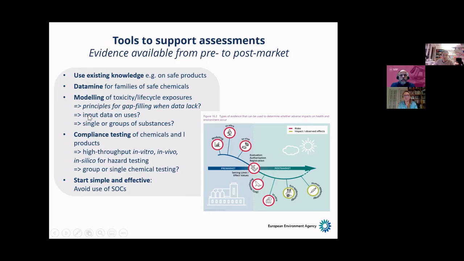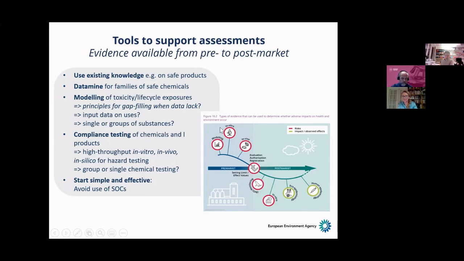We also need input on the data. Well, we need input data for the users, and this is a big gap we have for chemicals, because with REACH we have only ranges. We don't have the specific data on which chemicals are used for which purpose, and that really makes it difficult to do the modeling, but we still have to do something. And then there's the question about, like, do we model single substances or groups of substances?